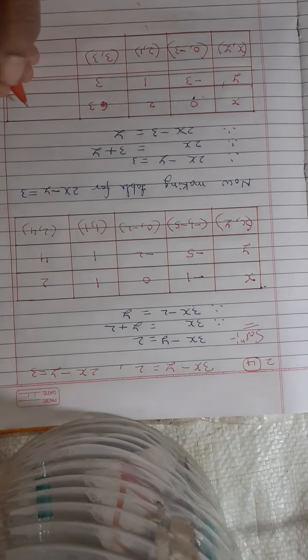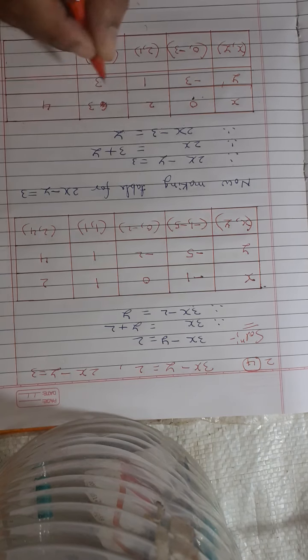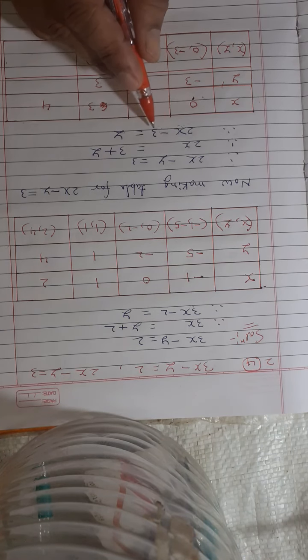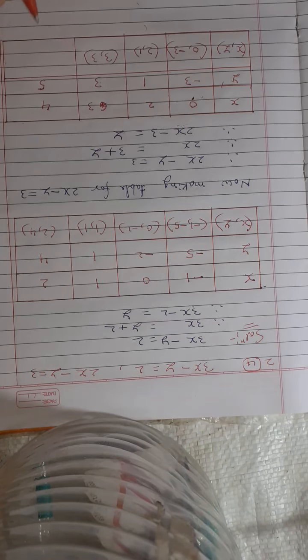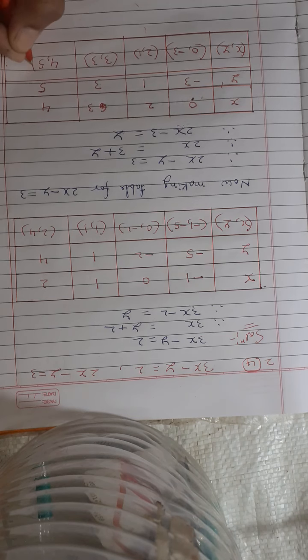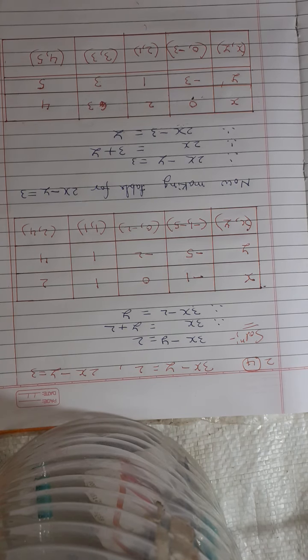Now suppose that if we are taking 4, so 2 fours are 8. 8 minus 3, that is 5. So y is equal to 5. So we are getting 4 comma 5. Okay? So here this is the table. Clear? We got the table.